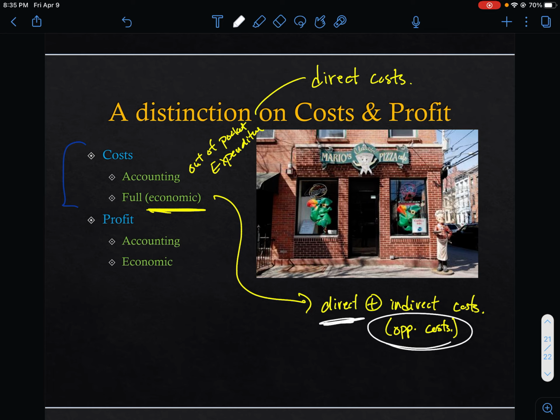You could rent that to someone else. So every month that you use that storefront for your own business, you are foregoing, or giving up, the ability to rent it to someone else for money. Whatever you would normally pay in rent, whatever the market value of that storefront is, it costs you that, even if you own it and you don't cut a check. So the economic understanding of costs is more broad, right? It's not just out-of-pocket expenditures, it's also opportunity costs.